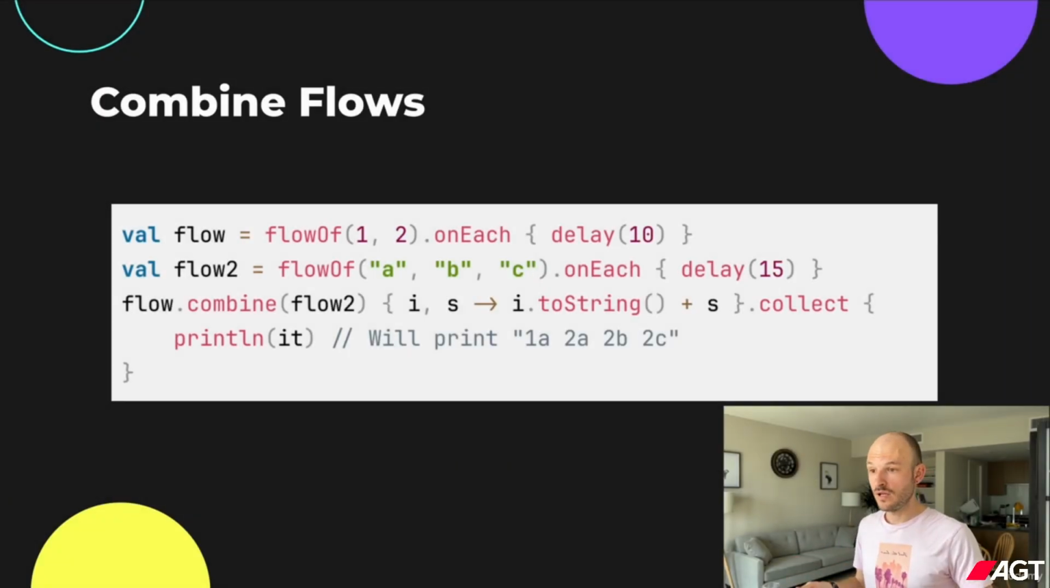Combine flows. If you have different data sources, you may consider combining them into one at the app's lower level, like repository or use case. Refer to Kotlin Flow documentation for more usage examples.